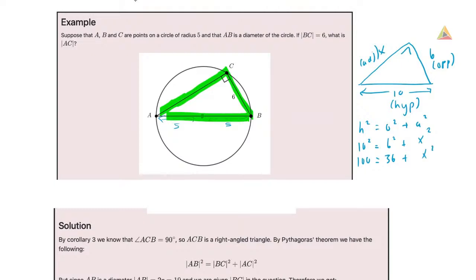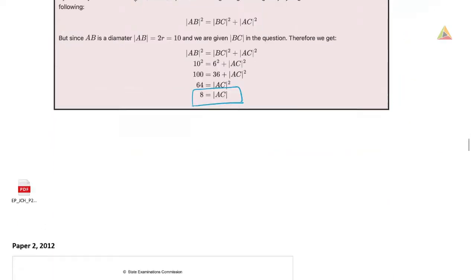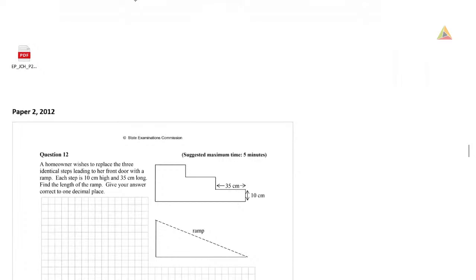So again, we're going to bring numbers to one side, letters to another. 100 minus 36 is going to give us x squared. So x squared is equal to, 100 take away 36 is 64. So therefore x is the root of 64. So x is 8. So x in this case is AC, so it's going to be 8. And if you scroll down, that's our answer. So AC is 8.